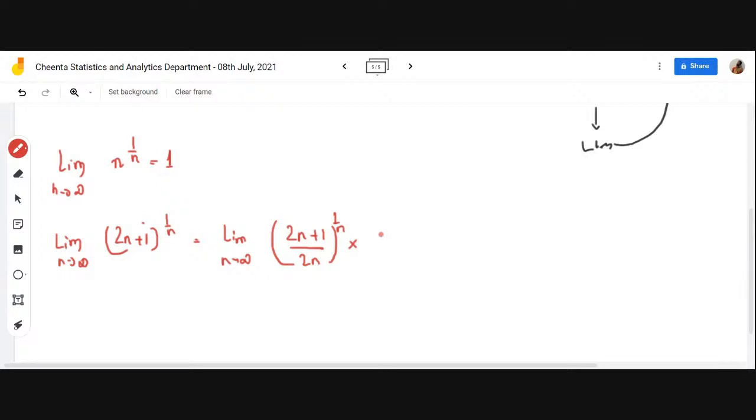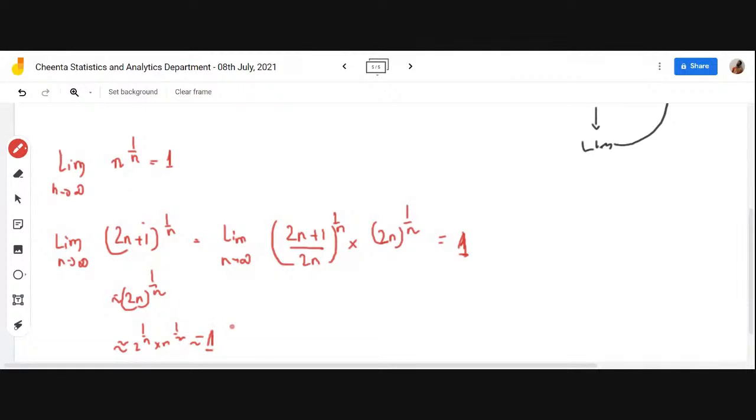Into (2n)^(1/n). Show that it's actually going to 1 again. Because it is behaving like (2n)^(1/n), which is equivalent to 2^(1/n) times n^(1/n), which is behaving like 1.